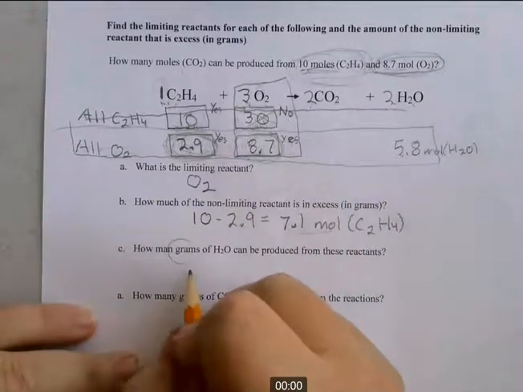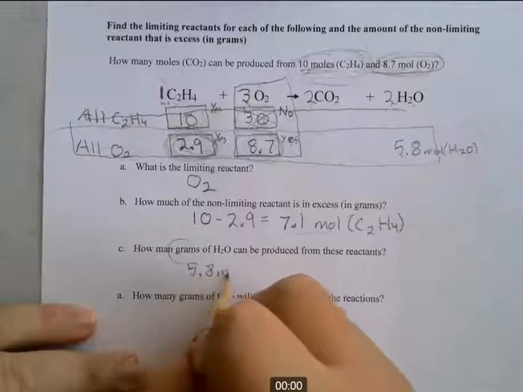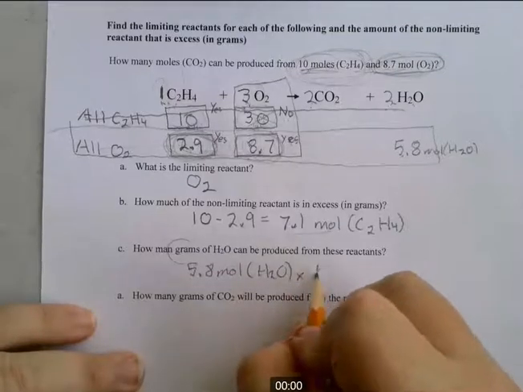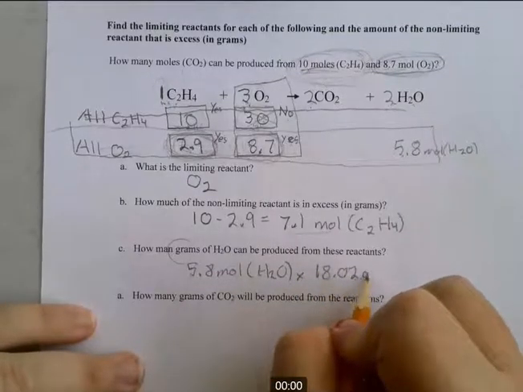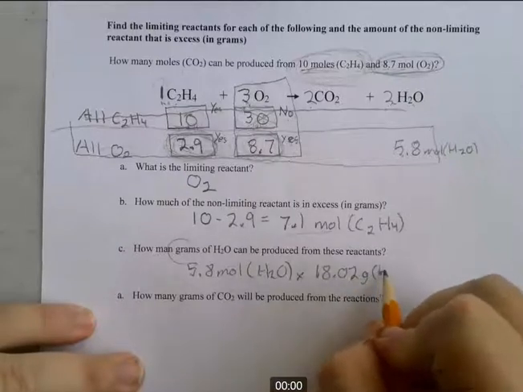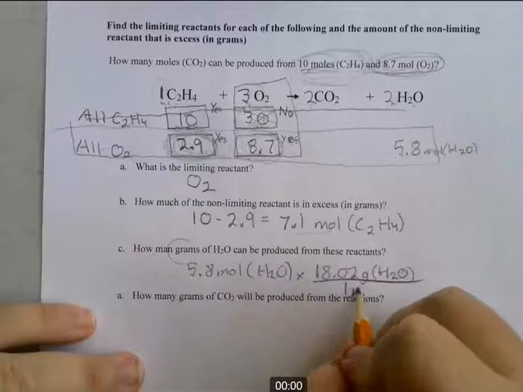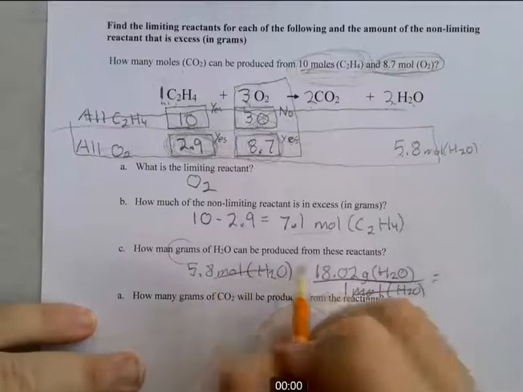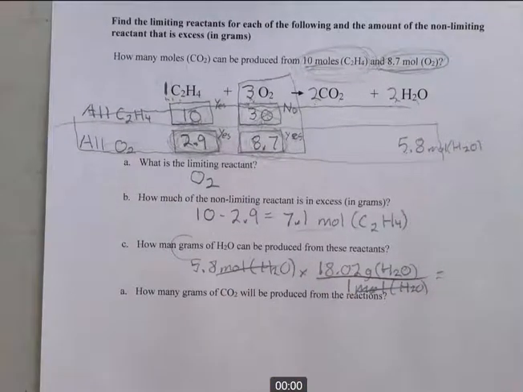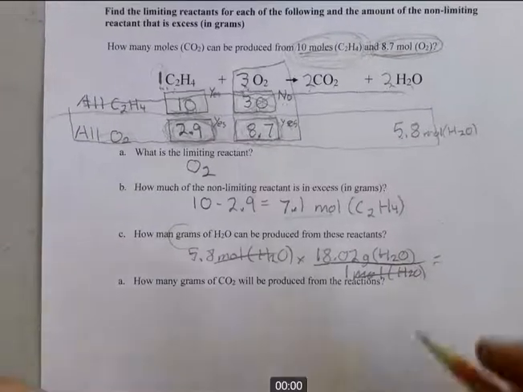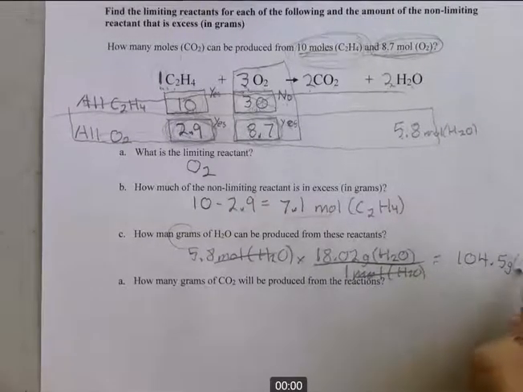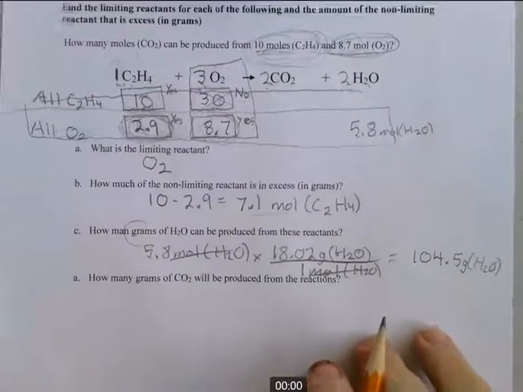I made it more difficult, so you'd say 5.8 moles of H2O times 18.02 grams. Again, you know how to calculate molar mass. H2O for every 1 mole of H2O. And that's going to be moles of H2O. Now it's 5.8 times 18.02. And that gives you 104.5 grams of H2O.